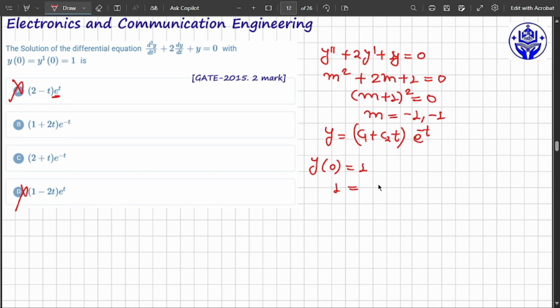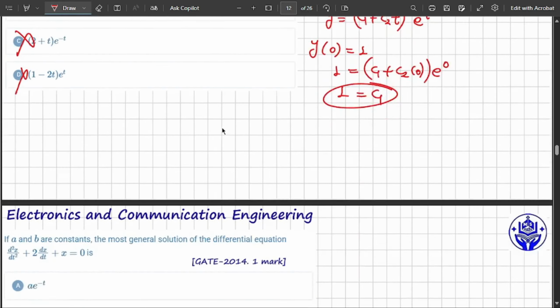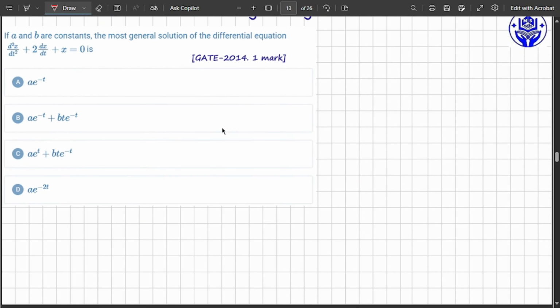It means 1 is equal to c1 plus c2 times 0, and it will be e to the power of 0. It means my c1 is equal to 1. So if c1 is equal to 1, then of course this will be the solution. Okay, next. The next question is related to 2014.